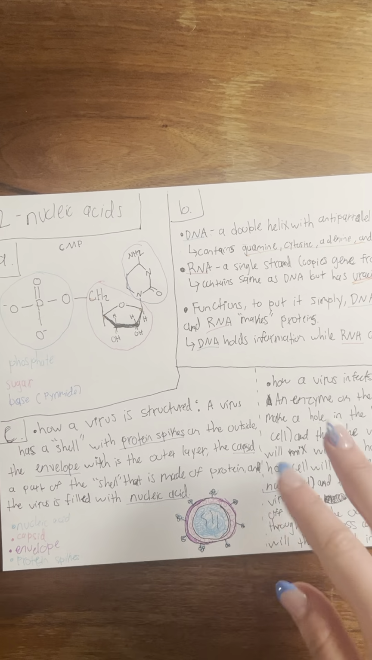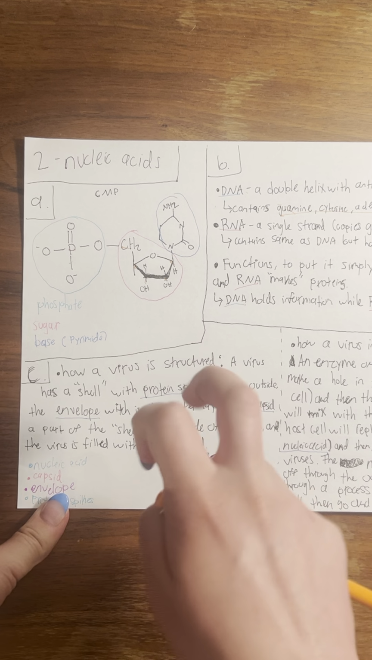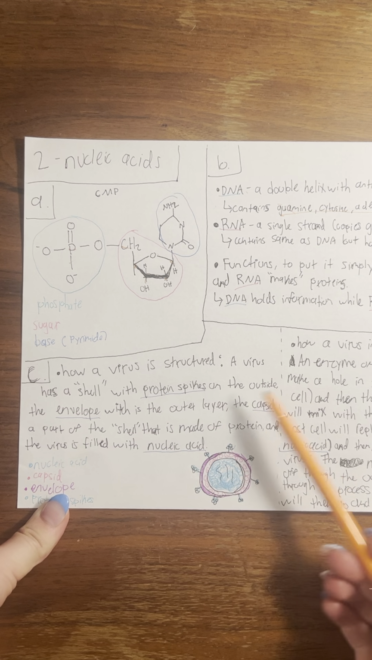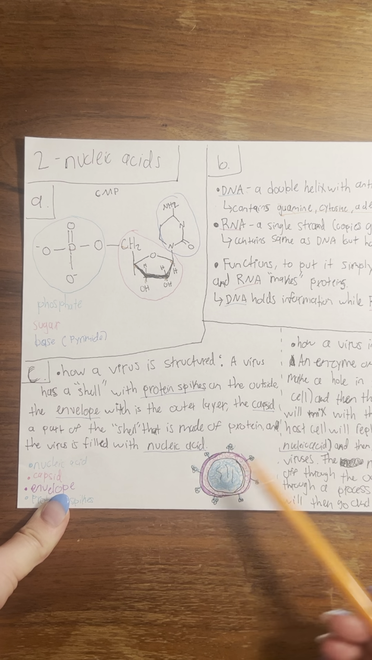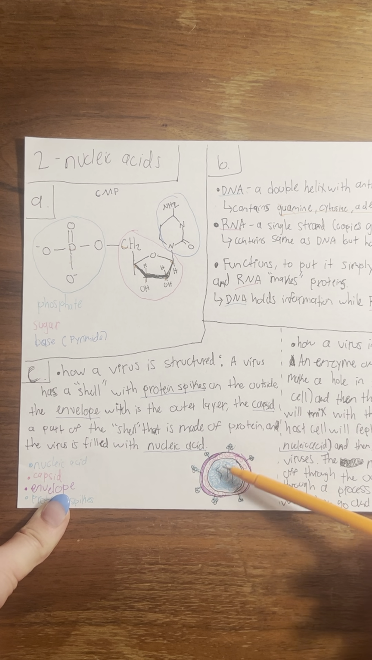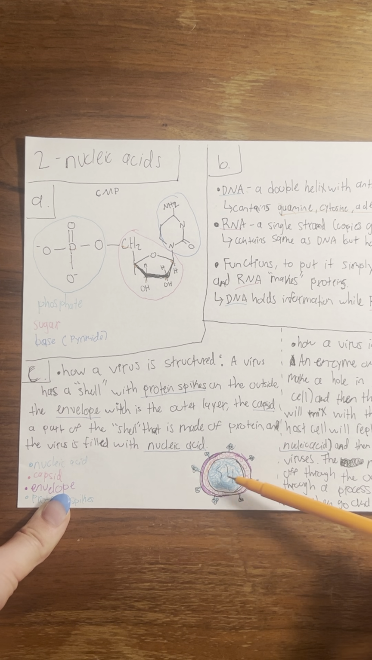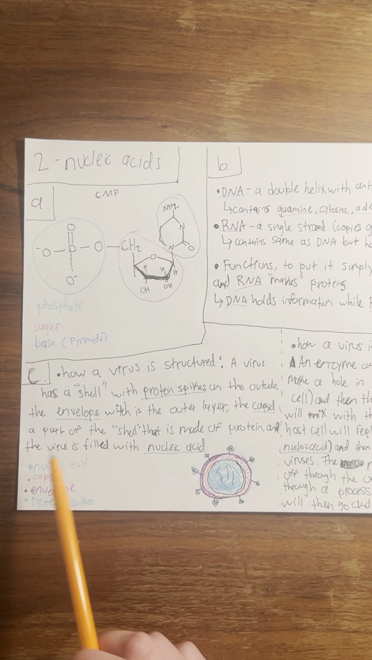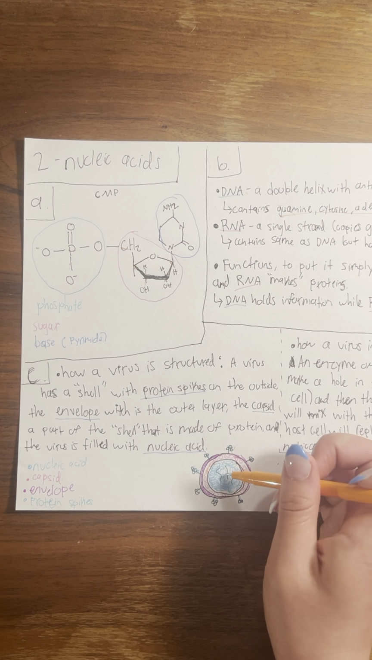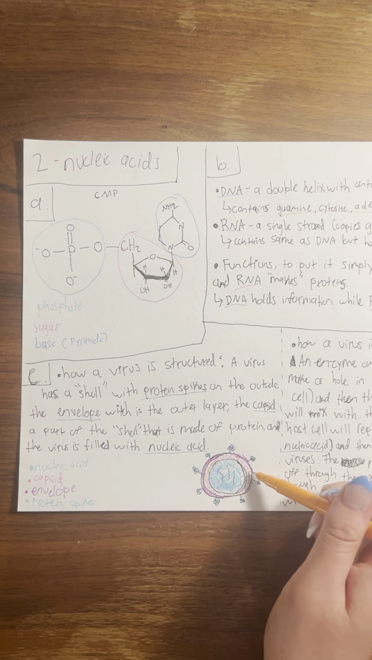Let me zoom in. So a virus has a shell with protein spikes on the outside, the envelope, which is on the outer layer, the capsid, which is a part of the shell, like the inside part. It's right there. I should get to that later, but it's made out of protein, and the virus is filled with nucleic acid. So here you can see this color. This is the nucleic acid. It's this stuff in here, and then here's the little capsid. They're like little balls in there.